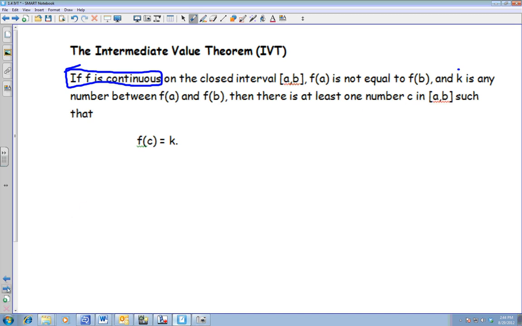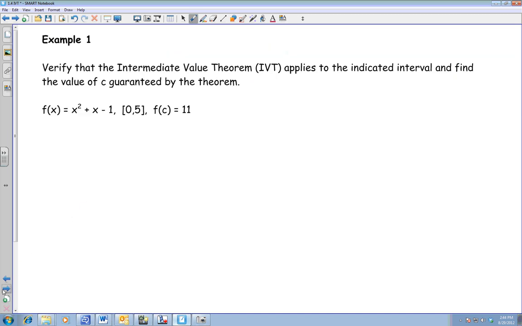Okay, so here's what it looks like when we want to solve it. We want to verify that the intermediate value theorem applies to the indicated interval and find the value of C guaranteed by the theorem. It sounds hard, but it's really not. First thing we're going to do, here is our closed interval. So we need to find the height of our graph at these two points. To do that, we're going to plug each one in.